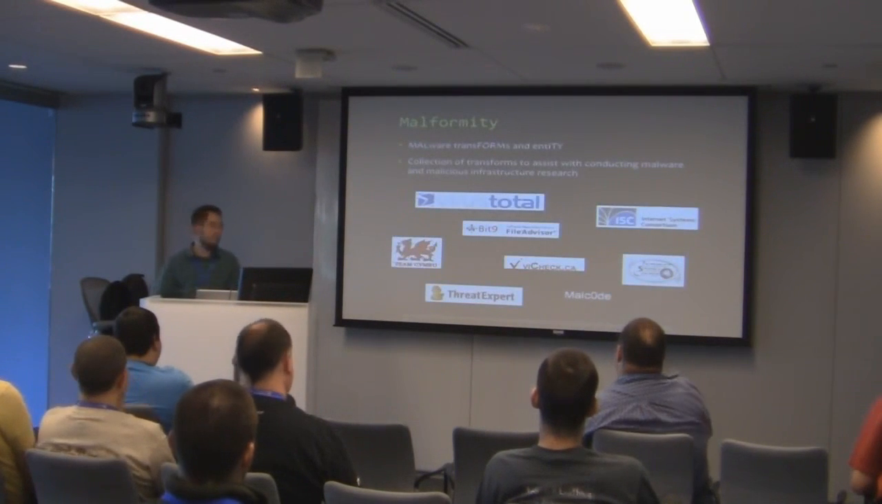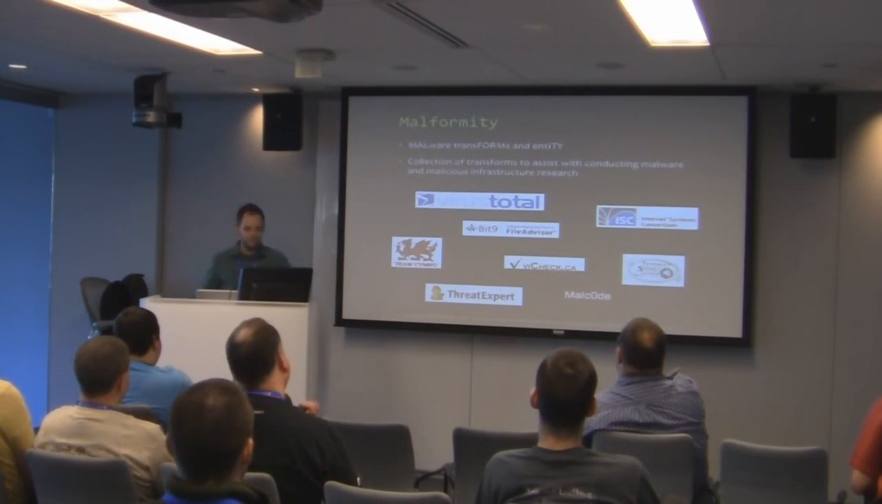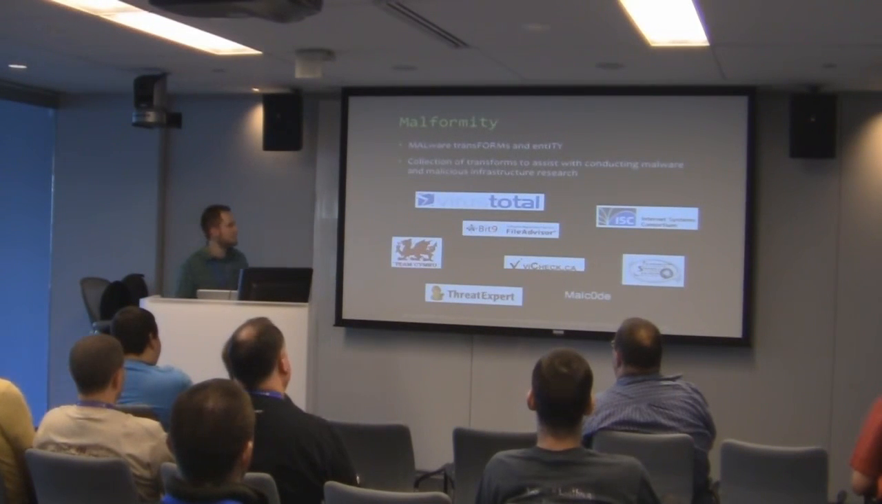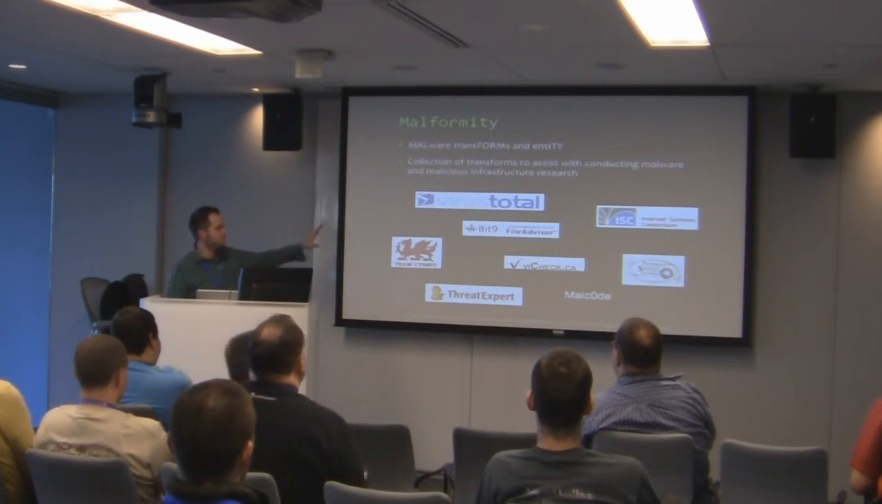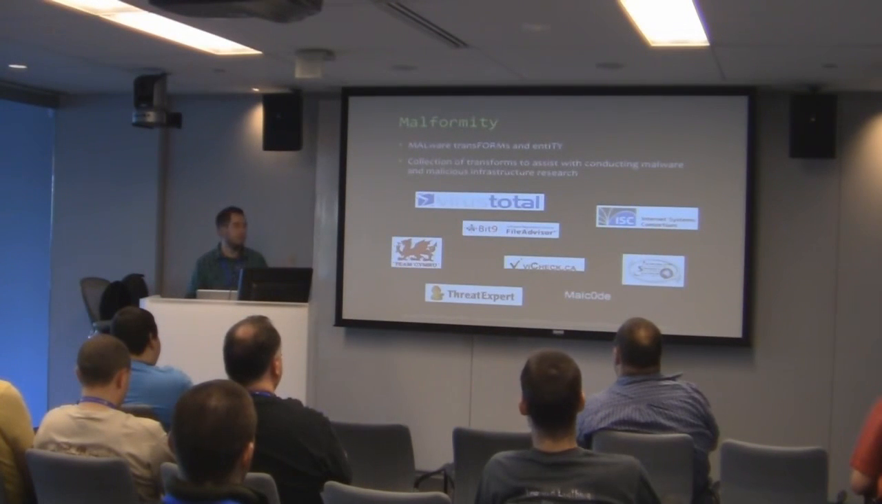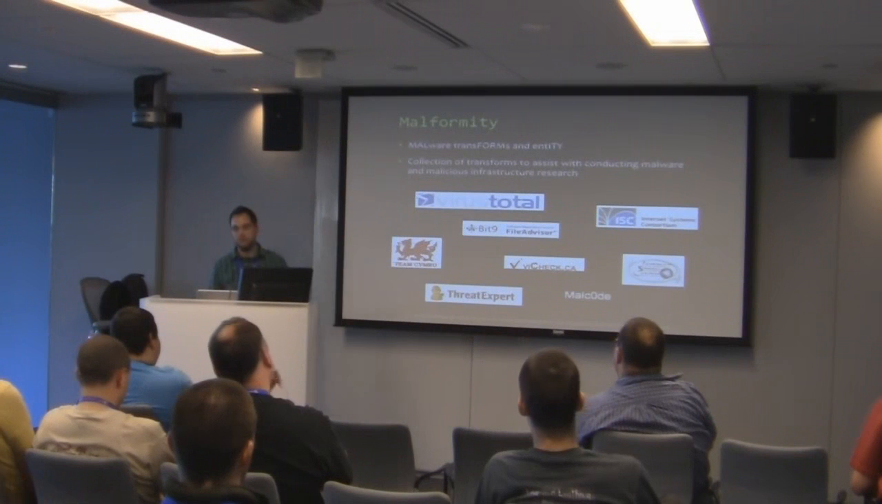So moving on to Malformity itself, the name, Malware Transforms and Entities, was prior to including machines, so that's what's stuck. It's a collection of transforms to assist in conducting the analysis, and currently these are probably the best. There may be one or two others, but these are most of the ones represented. The biggest build out at this point is VirusTotal, just because their API is really easy to use and they return really useful data. Also, the ISC passive DNS, there are quite a few transforms.